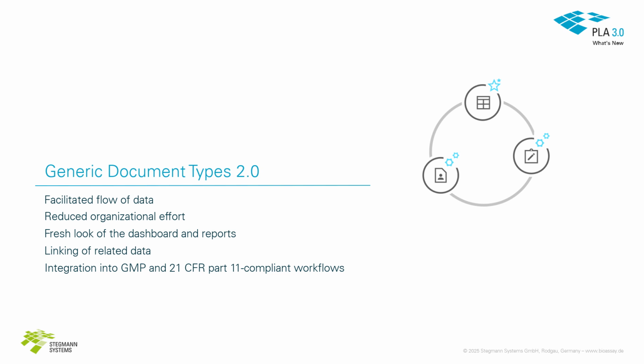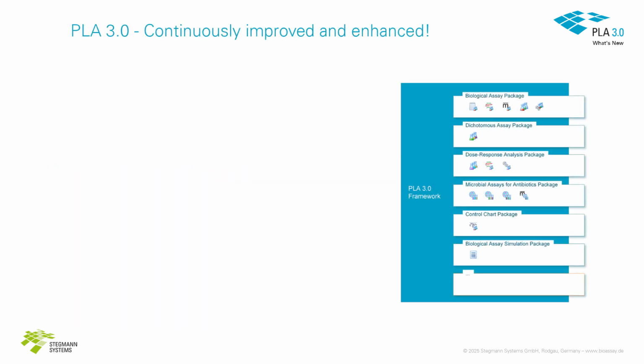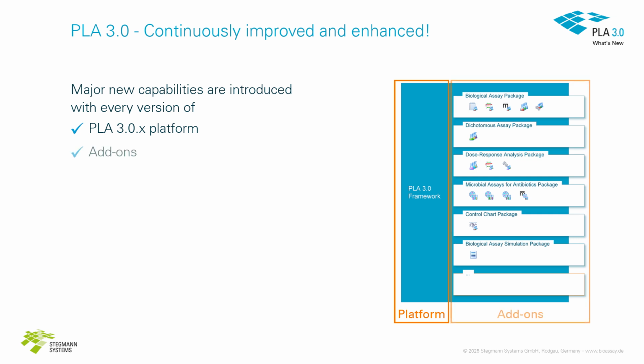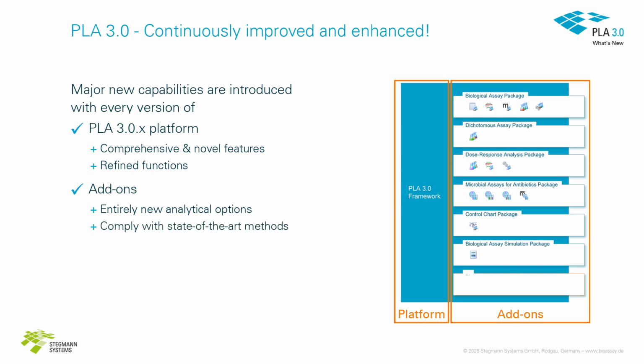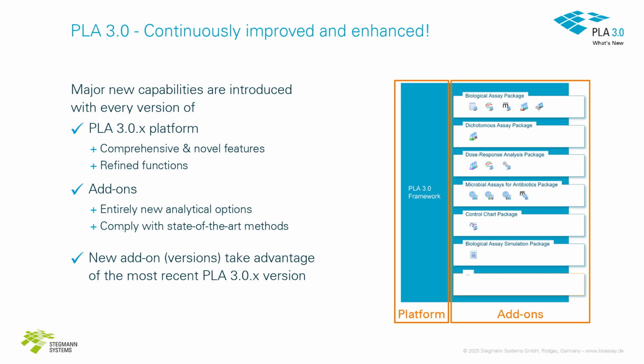Before we step into the details of the new features, let's have a look at the PLA 3.0 update strategy. PLA 3.0 receives continuous improvements and enhancements. Major new capabilities are introduced with every version of PLA 3.0 and its add-ons. New versions of PLA 3.0 contain comprehensive and novel features, as well as refined functions. Add-ons allow entirely new analytical options and comply with state-of-the-art methods. While new add-ons or add-on versions take advantage of the most recent PLA 3.0 version, you can update PLA 3.0 and its add-ons independently.